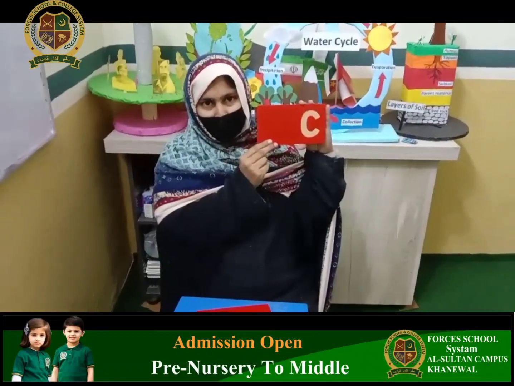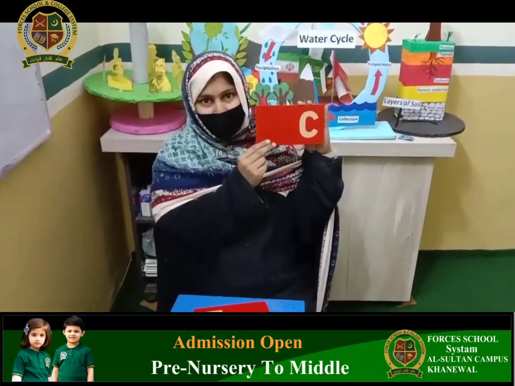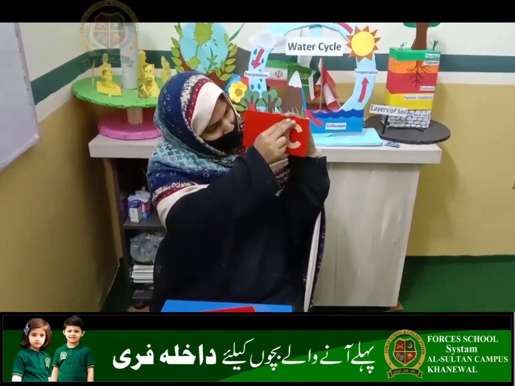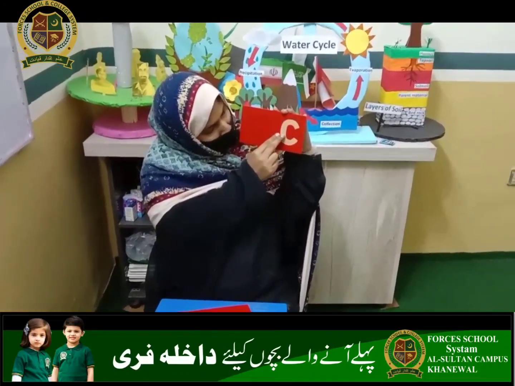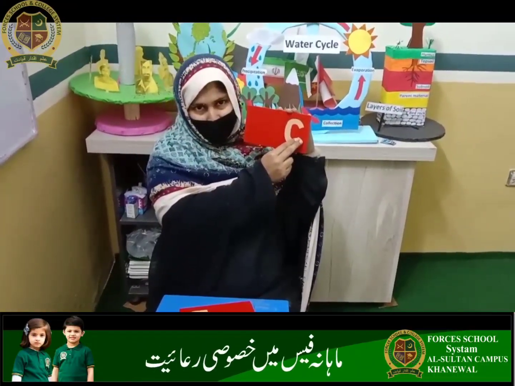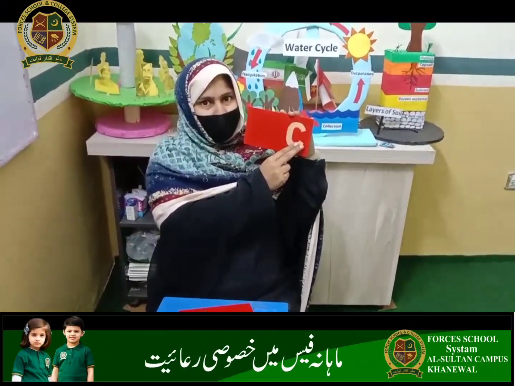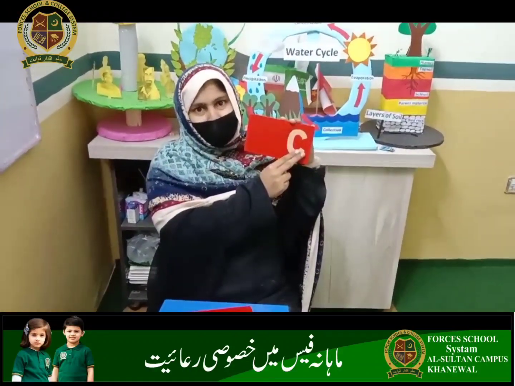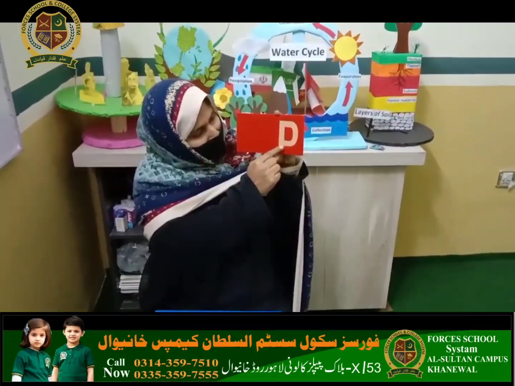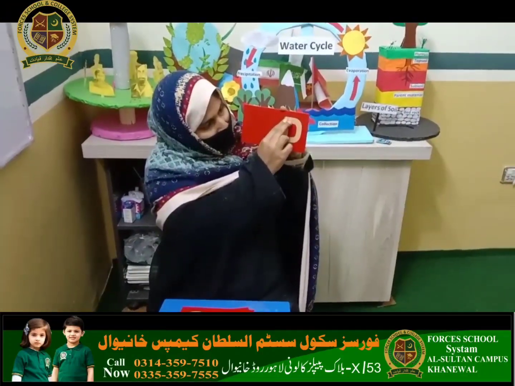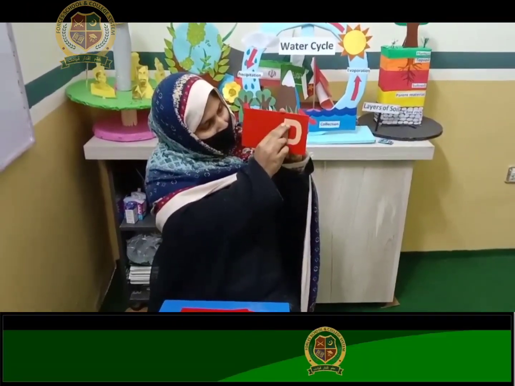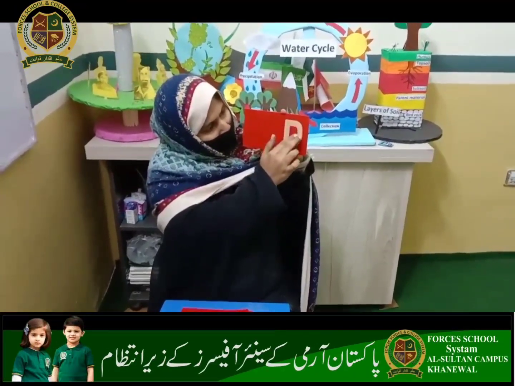This letter is C. Like a half circle. C sound is K. The next letter is D. D sound is D.